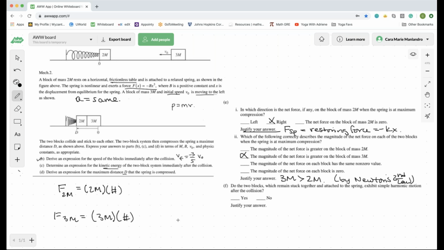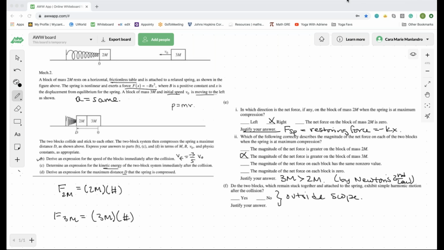All right, do the two blocks which remain stuck together and attached to the spring exhibit simple harmonic motion after the collision? Okay, so this question is outside the scope of this year's exam. All right, so you would not get a question like that and you would not have to answer it.